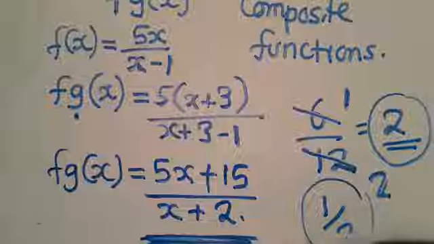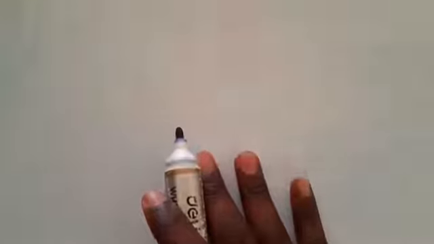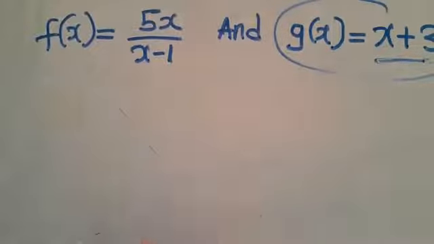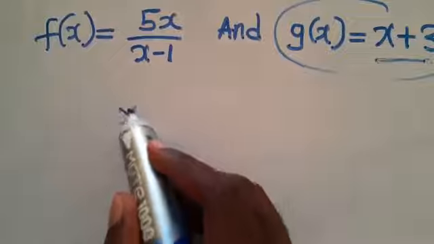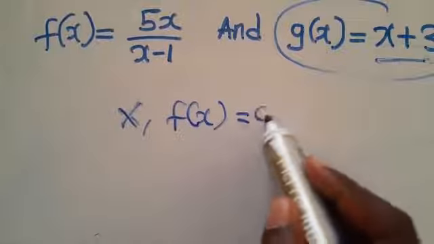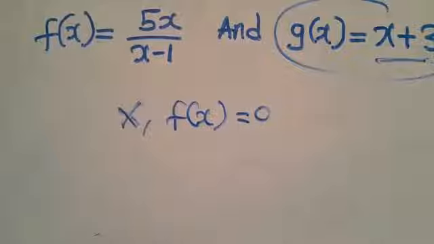Okay, so the last thing that I want us to do, there was a question, the last question, let me just answer the last question. It was saying find x. The question was telling you to find x. So find x if f of x is equal to 0. The question was like that. Find x if f of x is equal to 0. How can you answer this question?